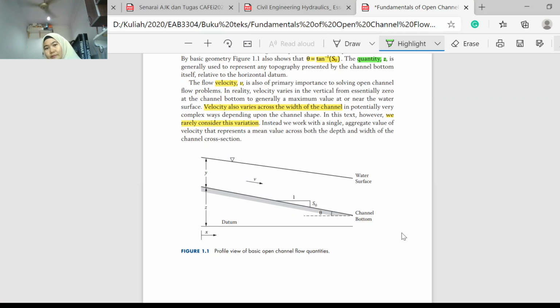So you can always imagine this. When you see a flow in an open channel, the velocity actually varies along the flow, but for the sake of calculation to solve any problems, we'll take an average value of V. And then you must know why the depth is very important.